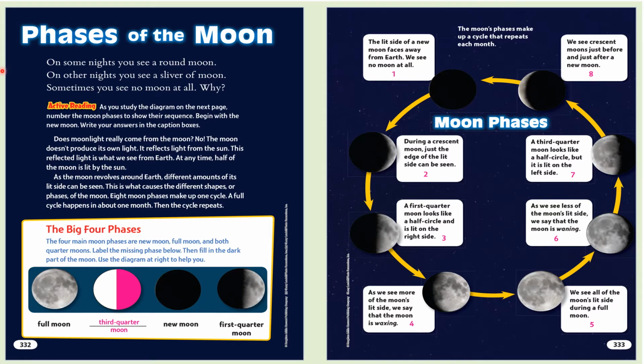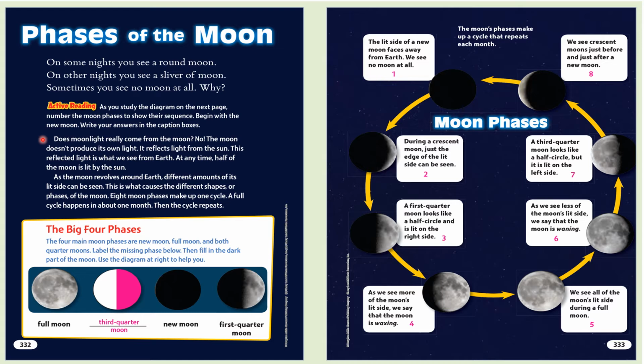Phases of the moon. On some nights, you see a round moon. On other nights, you see a sliver of moon. Sometimes you see no moon at all. Why? Active reading. As you study the diagram on the next page, number the moon phases to show their sequence. Begin with the new moon. Write your answers in the caption boxes. Does moonlight really come from the moon?